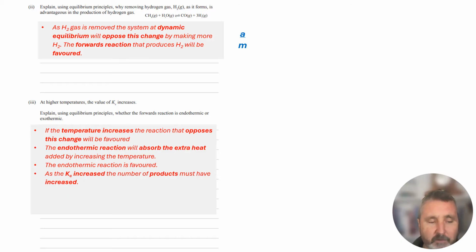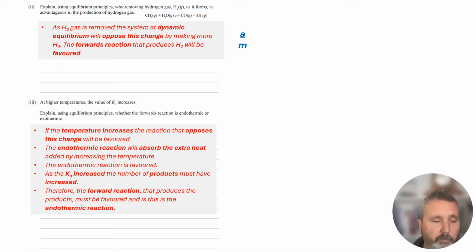That means, okay, so we have to think about this. If the Kc equals the products on the top and the reactants on the bottom, if the Kc is increased, that means we have more products. And the endothermic reaction is favored. Okay, so there's more products. That's the forward reaction. When we make more products, the endothermic reaction is favored. So therefore, the forward reaction that produces the products must be the endothermic reaction.